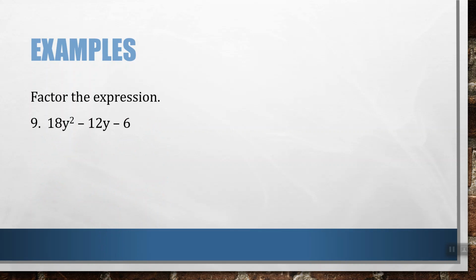18y squared minus 12y minus 6. All of these numbers are divisible by 6, so we're going to factor out a 6. 3y squared minus 2y minus 1. Again, much simpler. The number 18 itself has 3 sets of factors: 1 and 18, 2 and 9, 3 and 6. That's a lot of different factors to try.